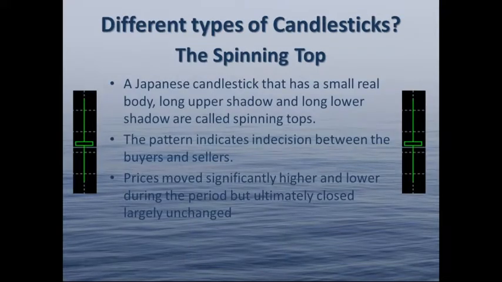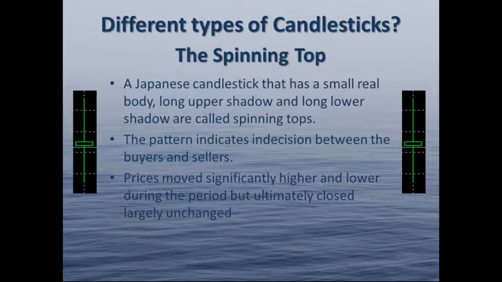We'll now start to look at different types of candlesticks. Initially with the spinning top, before moving on to the Marubozu and concluding on the doji. As you can see by the two pictures either side of the text, the spinning top is a single candle consisting of a small real body, long upper shadow and long lower shadow.